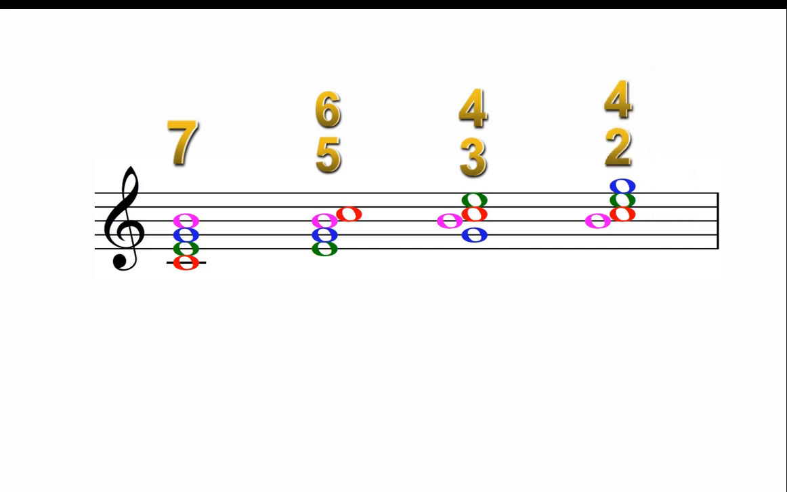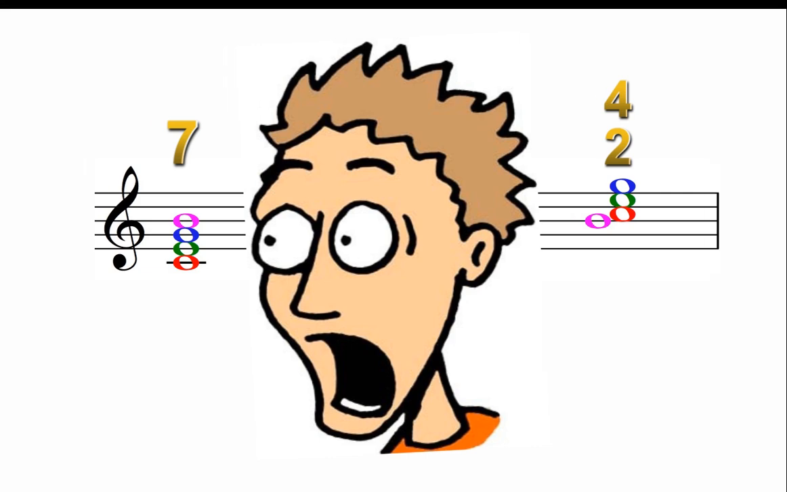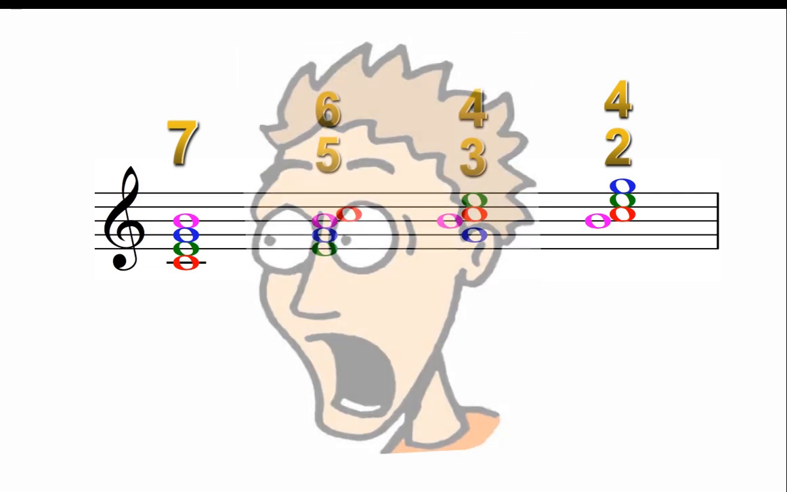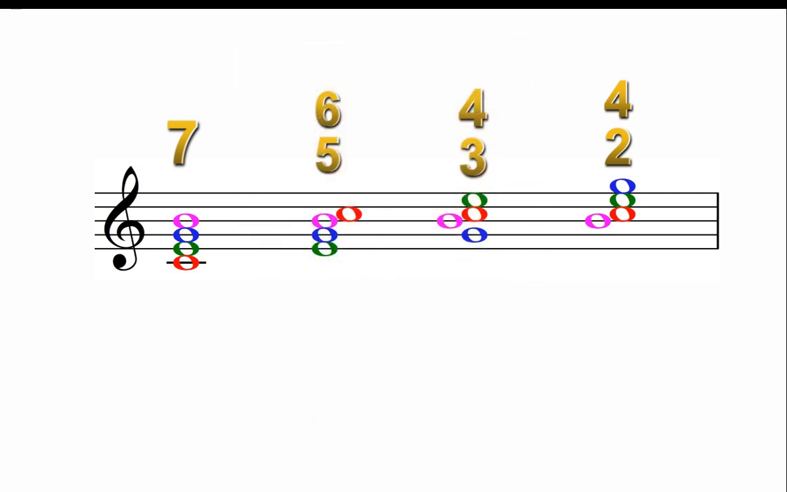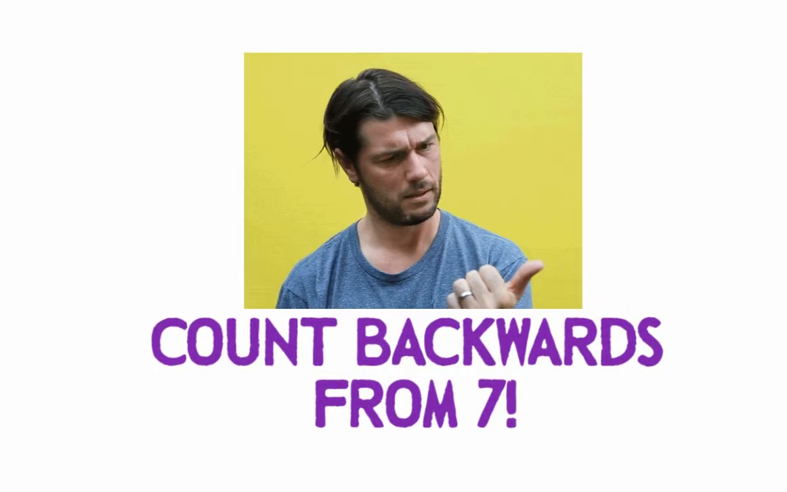Now I know what you're probably thinking. How is it possible to memorize all of these numbers, let alone associate them with the inversions? Well, there's an easy solution to that. If you can count backwards from 7, you can memorize the numerical abbreviations for seventh chords.